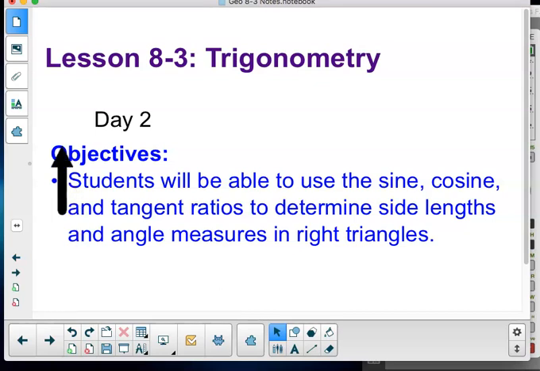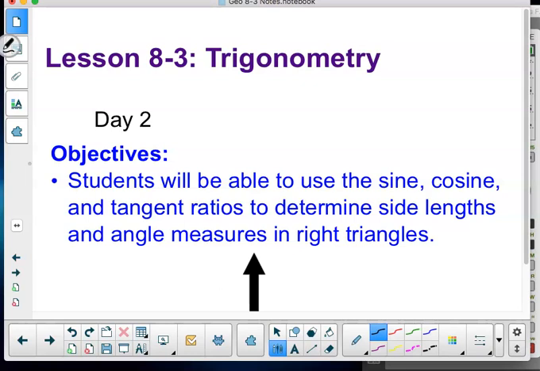Hey Geometries, this is Mr. Bloom and this is lesson 8.3 Trigonometry Day 2. Our objectives: students will be able to use the sine, cosine, and tangent ratios to determine side lengths and angle measures in right triangles. Now keep in mind we started this yesterday.